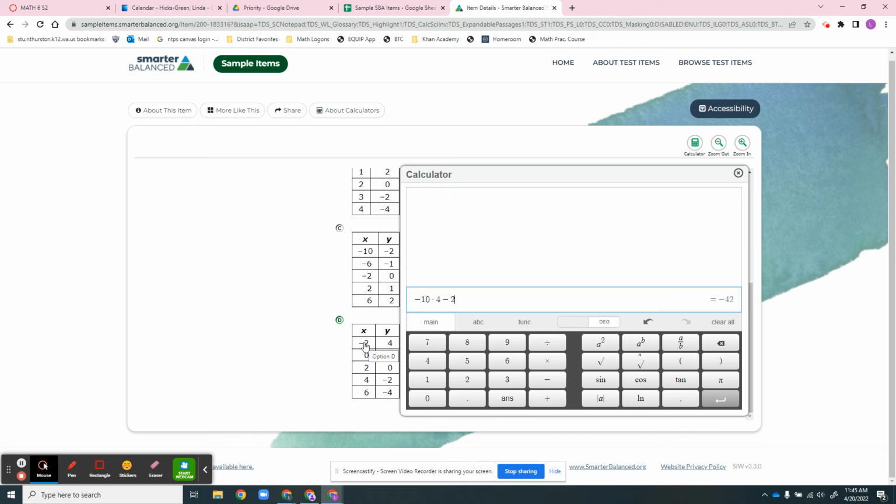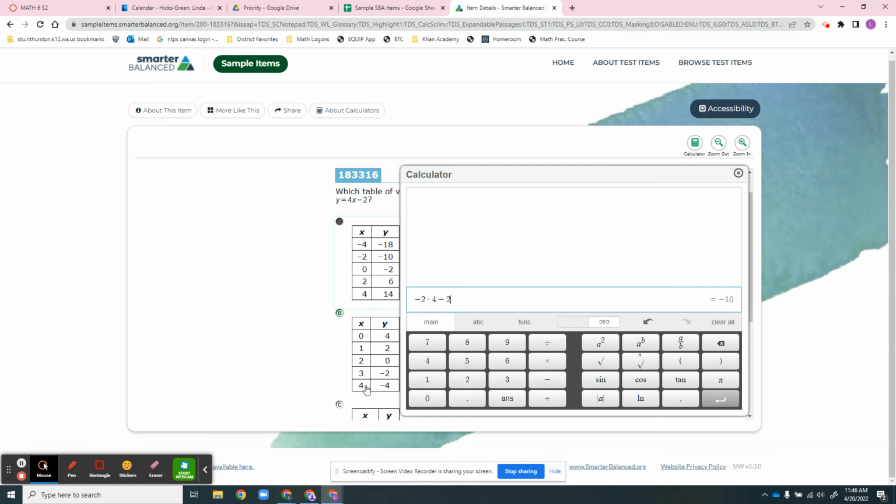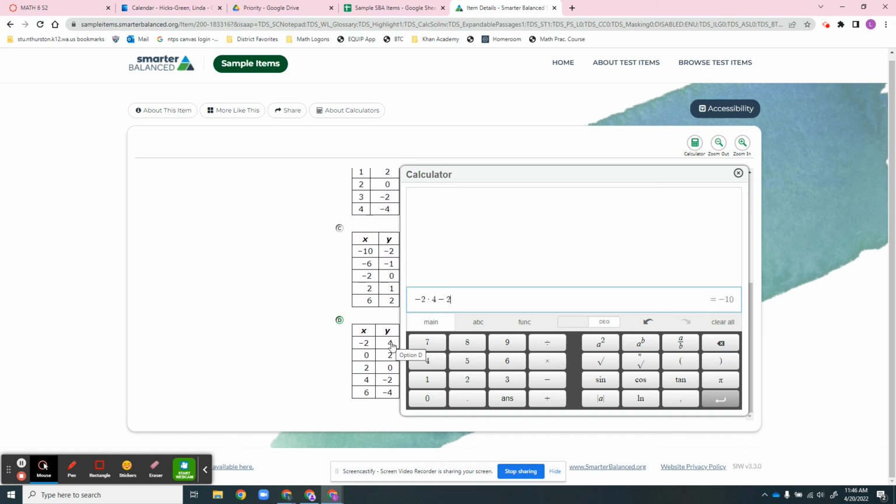Now remember, even though you found one right answer, let's make sure that all of the other answers don't qualify. Because remember, the question we have is which table, right? I want to make sure we didn't make an error. So we're going to try this one. Clear all. Whoops, sorry. We're going to do -2 times 4 equals -8. And what's the last thing we have to do? Subtract 2 equals -10. Let's see, did we get that? No, we did not. Okay, great.